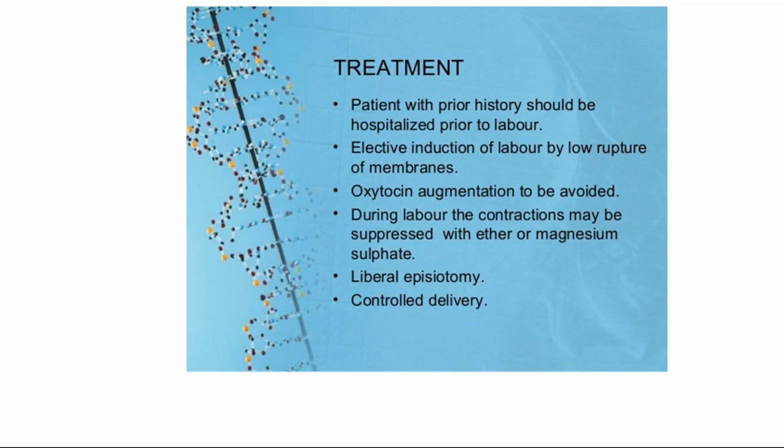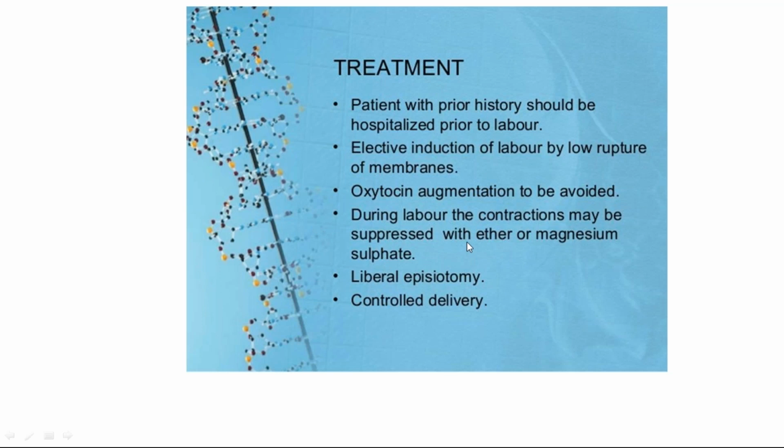See, these patients usually have a previous history. If you ask them what was the duration of labor the first time, they usually say she delivered very fast. So patients with such a history should be hospitalized prior to labor and have an elective induction of labor by only an ARM, artificial rupture of membranes. Don't start oxytocin or misoprostol, either for augmentation or for induction. Just do an ARM and ask the patient to be in bed, the whole of the first stage and the whole of the second stage. That way you can avoid injuries to the baby.